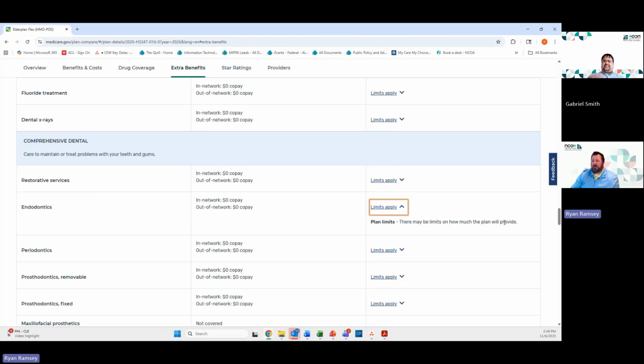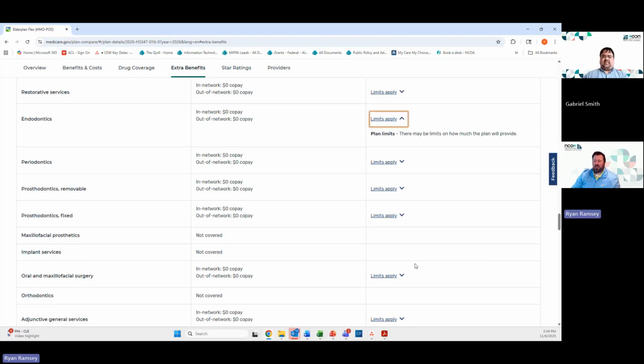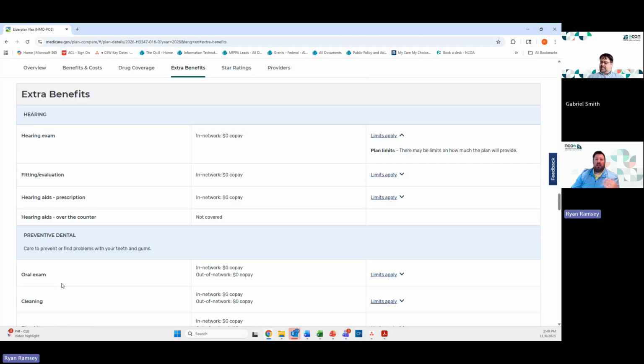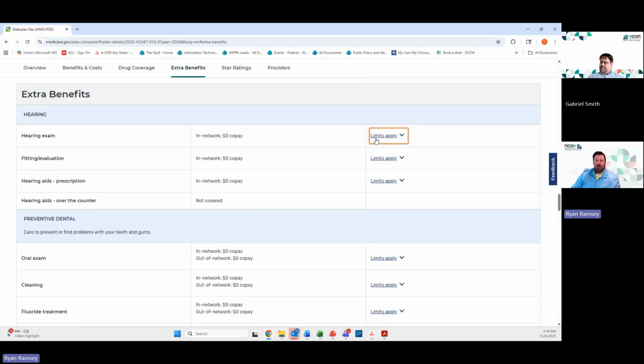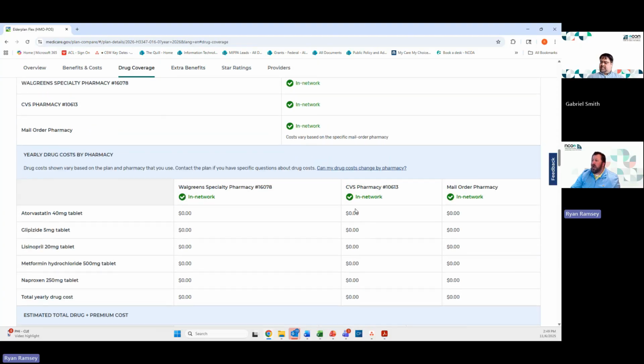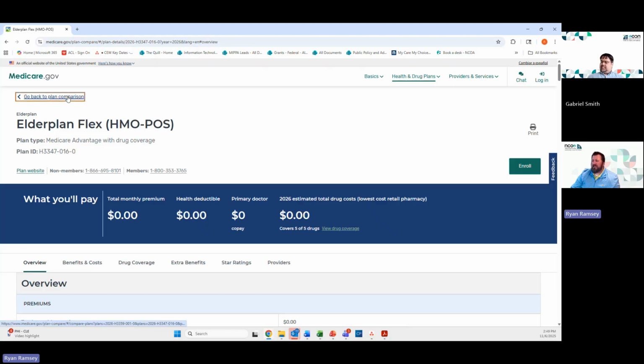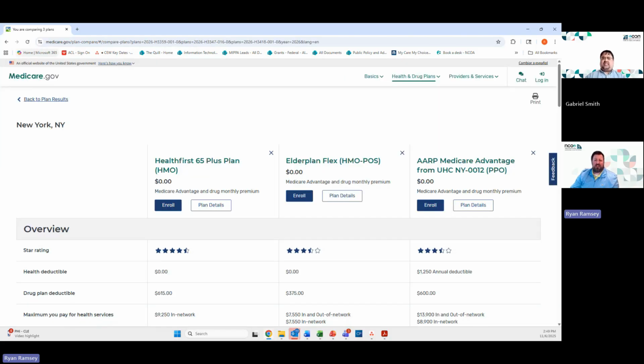There may be limits on how much the plan will provide. You really need to check and see, is that one per year? Is that a partial that they'd only pay for? They won't pay for a full one. It's good to ask questions about what you prioritize on some of these additional benefits, because they may not be quite as comprehensive as what you're expecting. Now, that kind of takes us to the end of the Medicare Advantage comparison. Gabe, I'll throw it back to you to see if there are any questions that still exist.